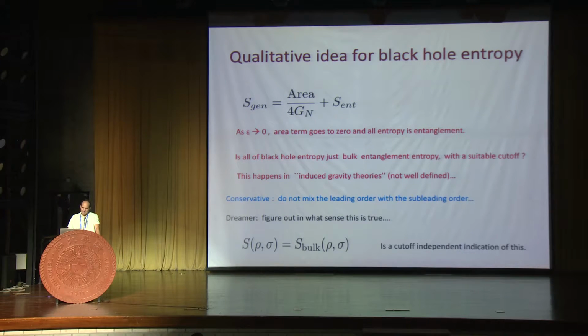Now, something like this happens in so-called induced gravity theories, which are theories where you start without the Einstein term, and then you get the Einstein term by integrating out fields.